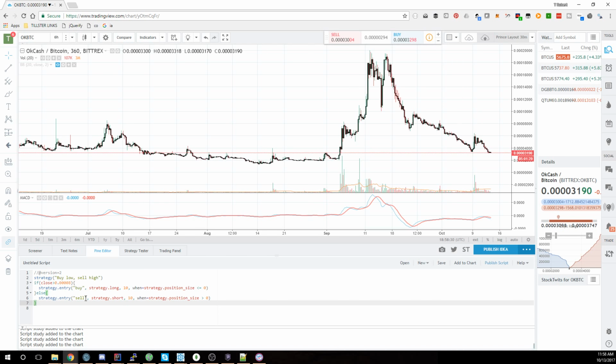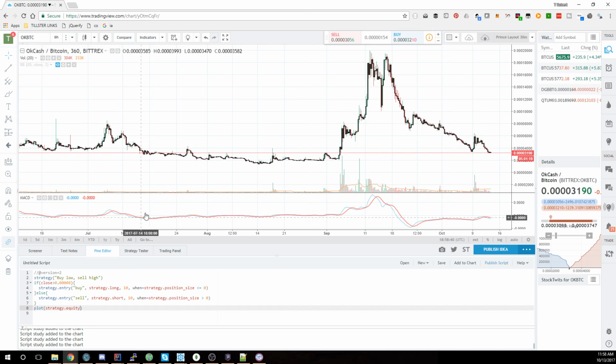And then what we can do is something clever, like plot the strategy.equity at that time. Let's see if we did this right.